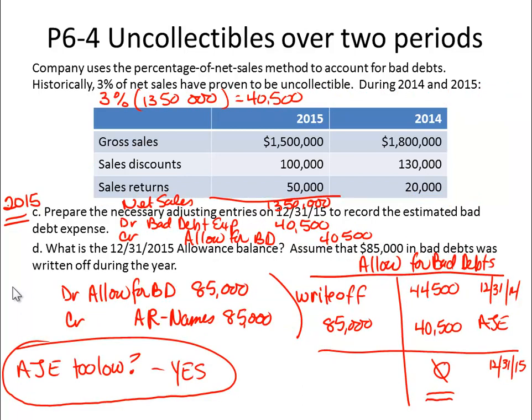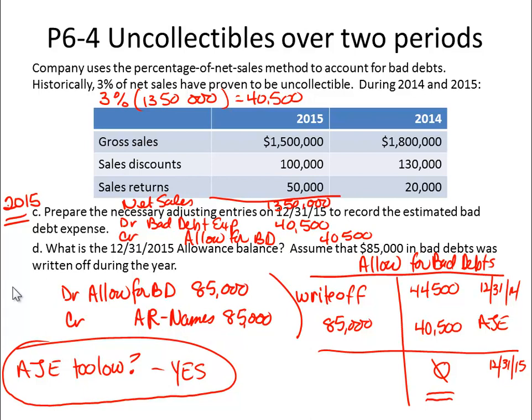When we go into 2015, again, we need to make the adjusting entry at the end of the year based on 3% of net sales, and net sales in 2015 is $1,350,000, the gross sales minus the discounts minus the returns.